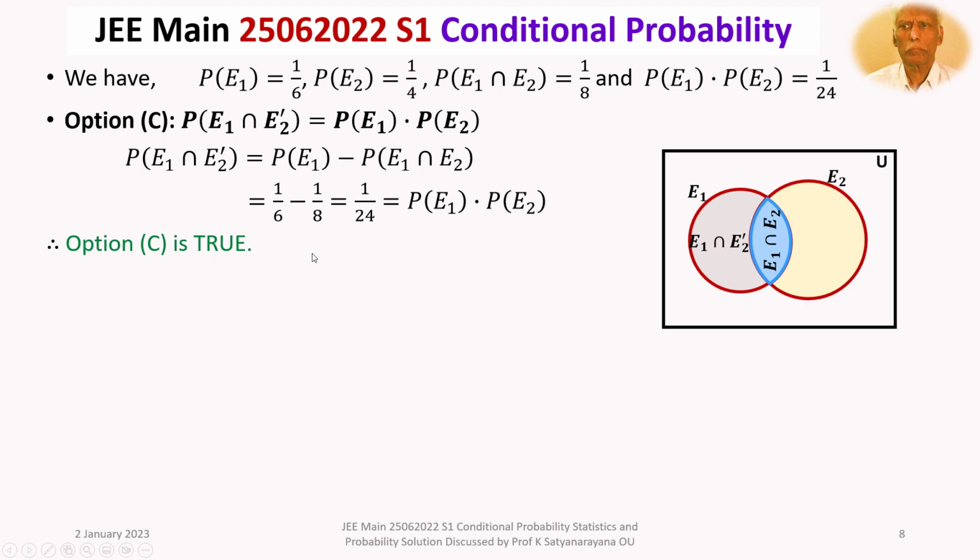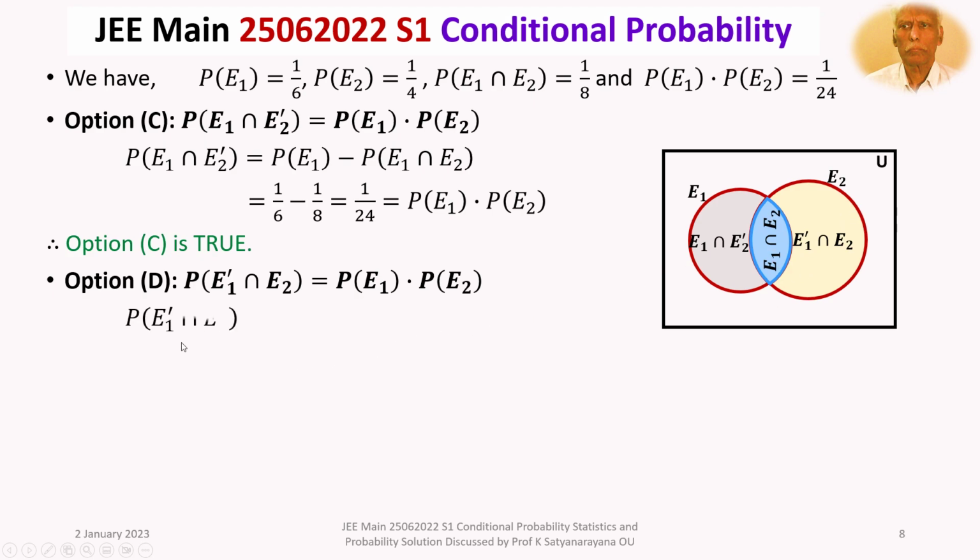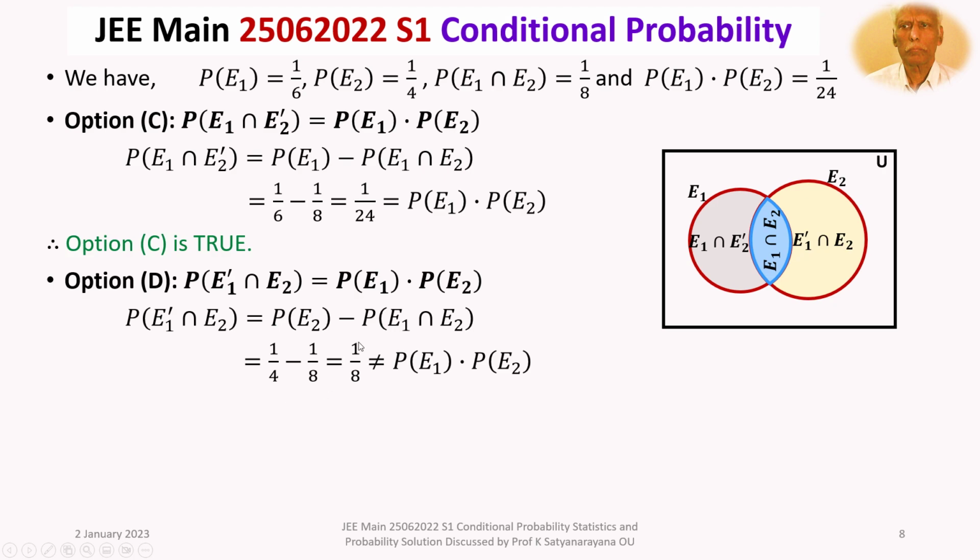Let's also see option D. Option D: probability of E1 prime intersection E2 is equal to probability of E1 multiplied by probability of E2. Let's go to the Venn diagram again. This is E1 prime intersection E2, the yellow but not the blue. That is E2 but not E1 intersection E2. So probability of E1 prime intersection E2 is equal to probability of E2 minus probability of E1 intersection E2, which is 1 by 4 minus 1 by 8, and this is 1 by 8.